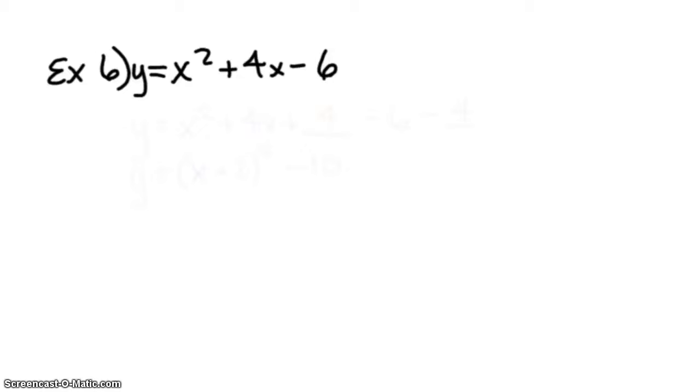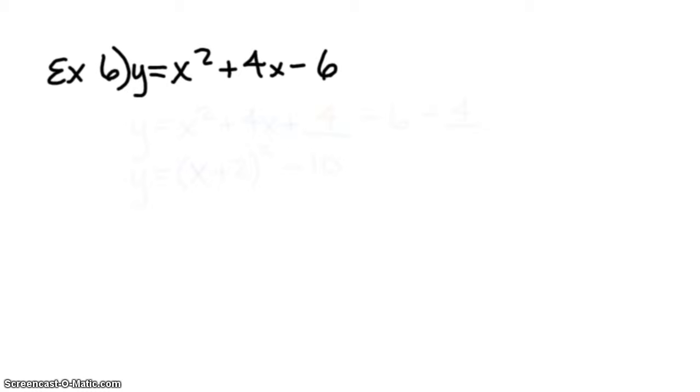This video covers example 6 from section 4.6, completing the square. This particular example covers how to write in vertex form. So we're starting in standard form. Notice it is y equals, and this would be just like completing the square when your y was 0.